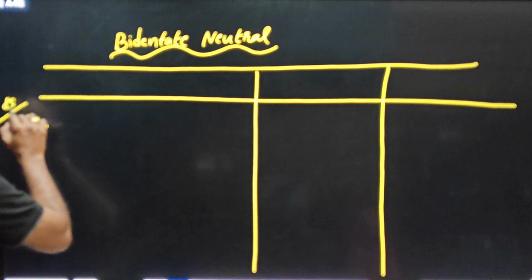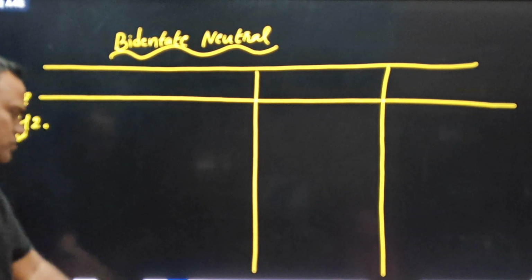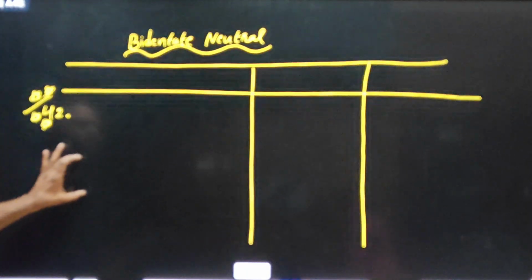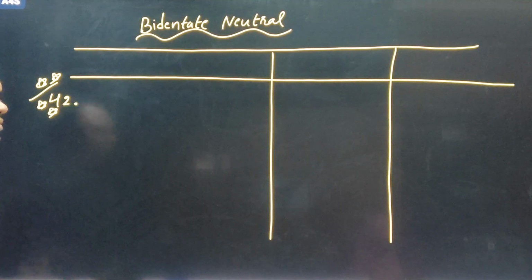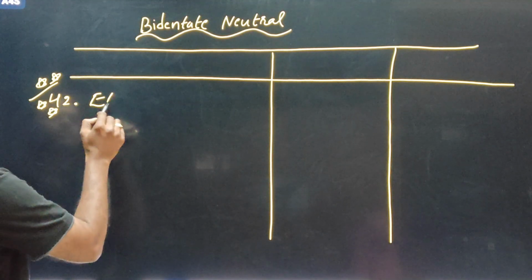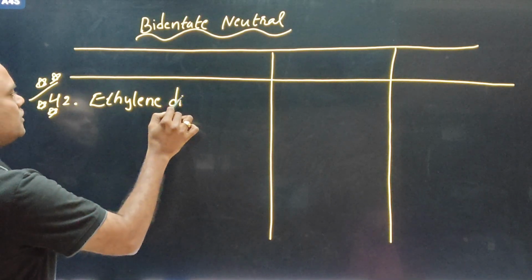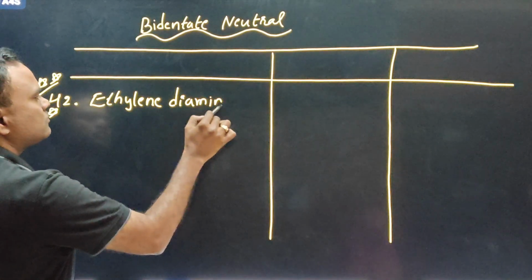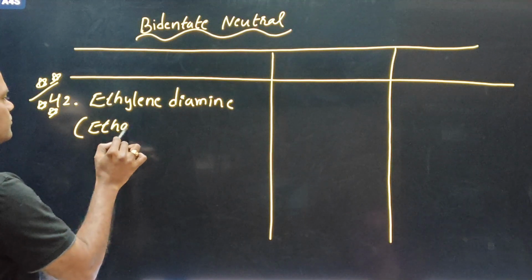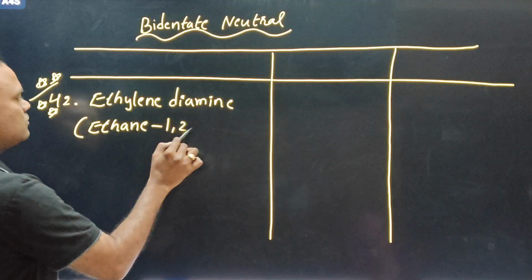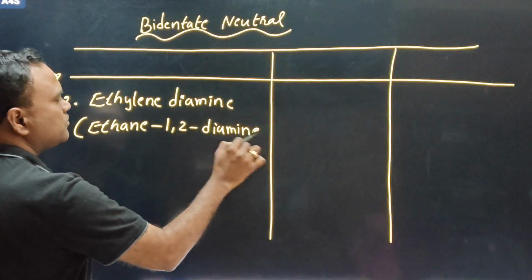Give it a star mark. Very, very. Two stars or three stars or four stars. Most important bidentate neutral ligand. It will come in the examples frequently. Ethylene diamine, or it is also called ethane 1,2 diamine.